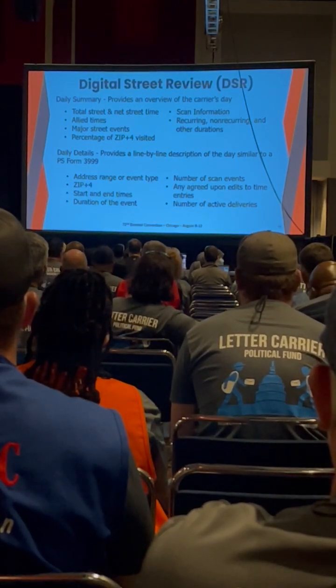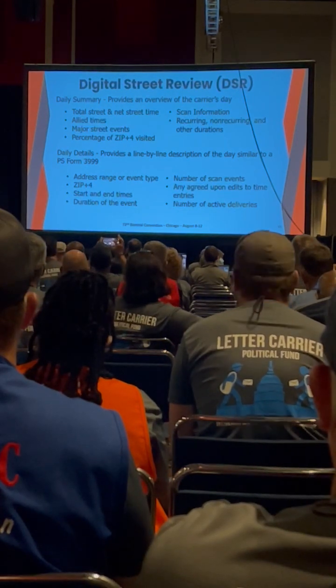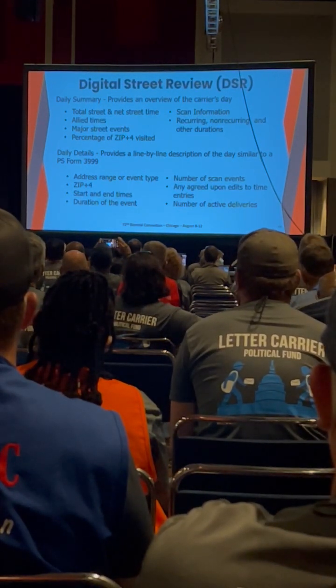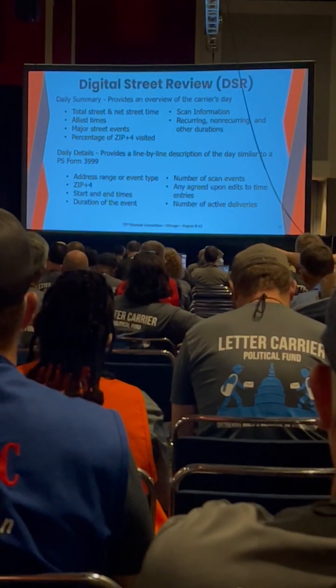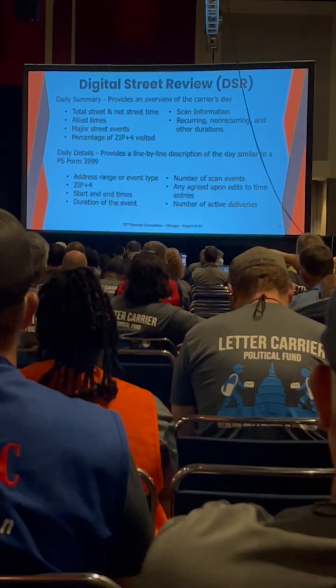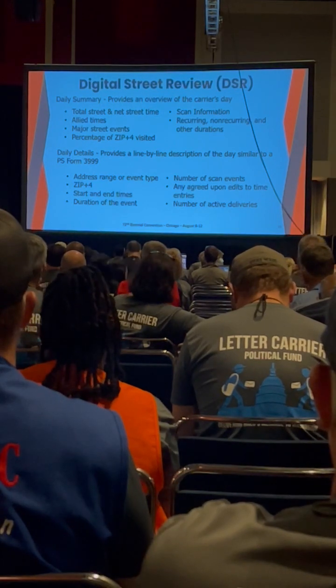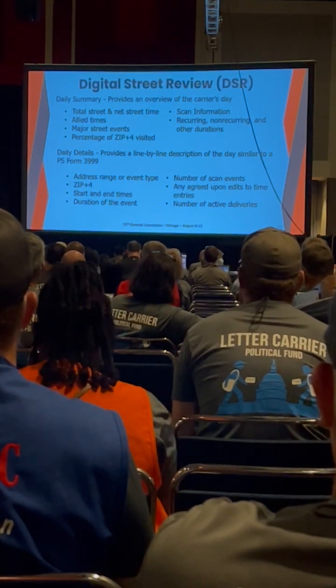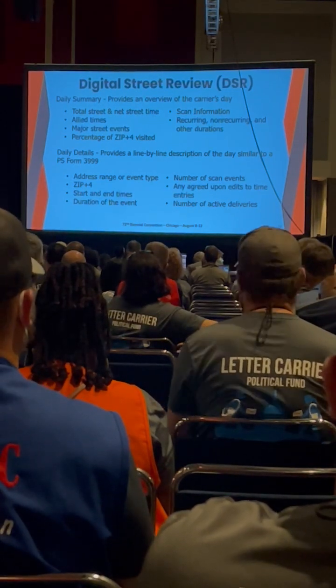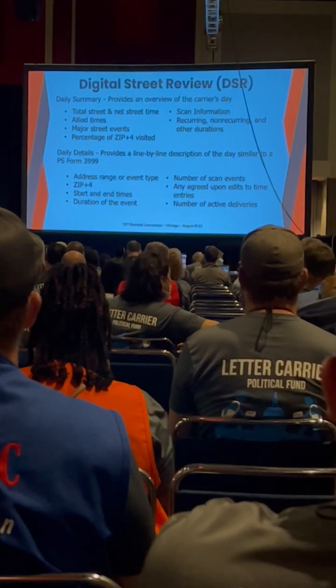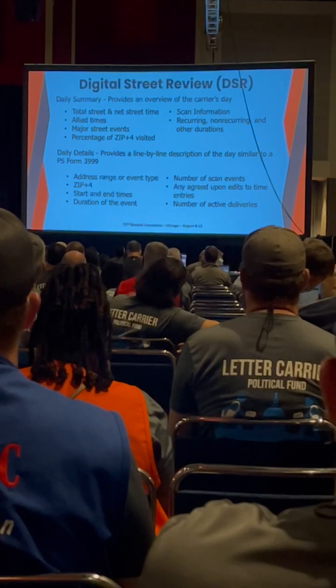So the daily details provides a line-by-line description of the day. This is kind of what resembles the PS Form 3999. It shows step-by-step, sector segment by sector segment, all of the address ranges, event types, and the times that are associated with those. What time did they enter that sector segment? What time did they leave? How many scans did they do? And the team has the ability to edit those times if they need to. It identifies the number of active deliveries.